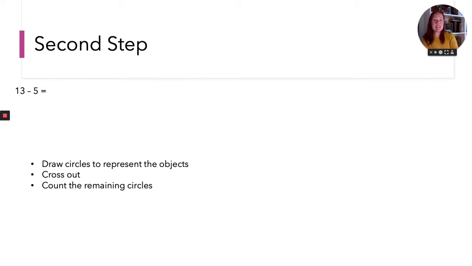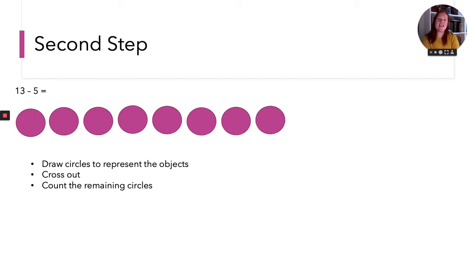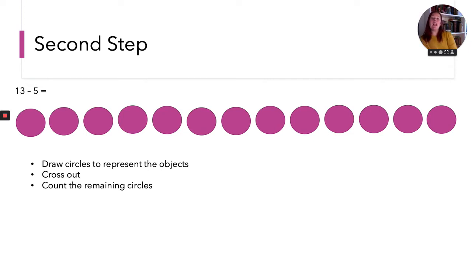Now, with our second step, we are going to draw them out. So we're not going to use physical objects, we're going to draw out the objects. I'm going to draw circles for mine, so I'm drawing out my circles, and I'm going to count them as I draw them. 1, 2, 3, 4, 5, 6, 7, 8, 9, 10, 11, 12, 13. And then I'm going to cross these out. 1, 2, 3, 4, 5.